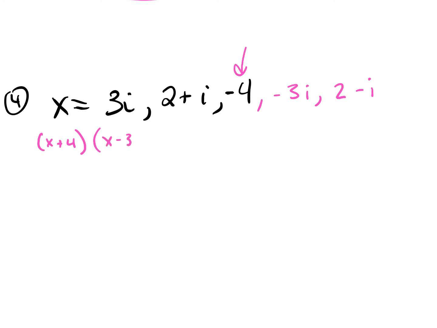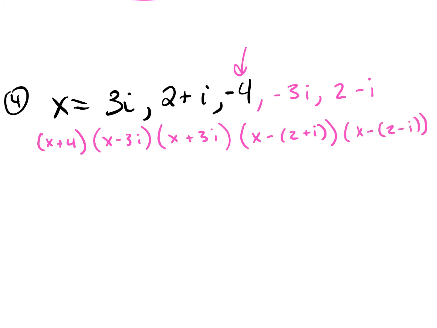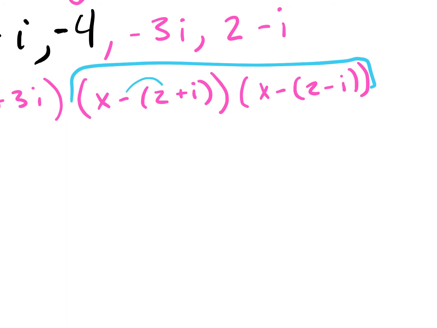So next I'm going to do x minus 3i. Its conjugate was x plus 3i. Then I'm going to have x minus 2 plus i and x minus 2 minus i. So I'm going to multiply these two together first. So I want to distribute the negative here, and I'm going to have to distribute it here and here. So this is going to be x minus 2 minus i, and this is going to be x minus 2 plus i.